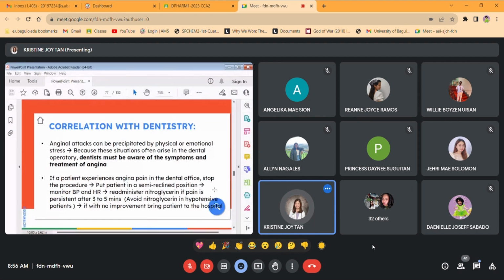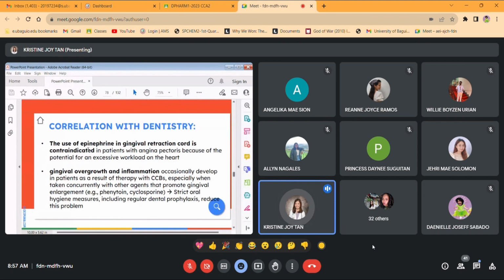Your patient will have a sudden drop in blood pressure. So, you can initiate shock in your patient. So, if with no improvement, you bring your patient to the hospital. Of course, if you don't have your nitroglycerin, the best thing here is to bring your patient to the nearest hospital.